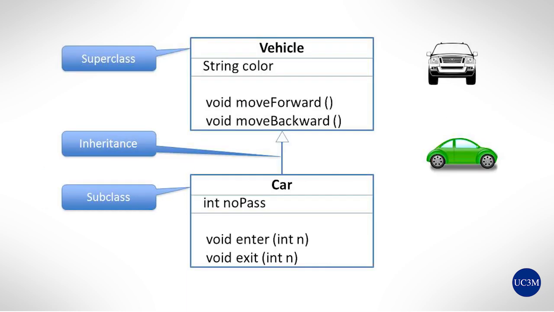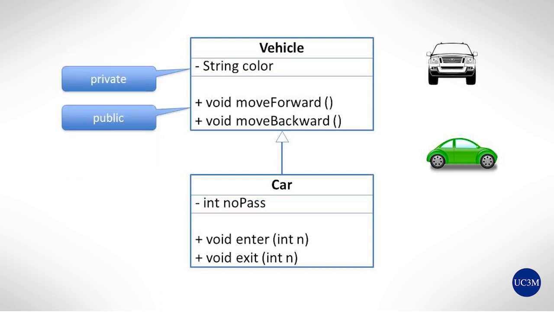Inheritance, or is-a relationship, is expressed by means of an arrow with a hollow triangle, going from the subclass to the superclass, so in the opposite way we have been doing so far. This relationship is called generalization in UML. Now, the visibility can be indicated as well, and we use a plus to indicate public and a minus to indicate private. Here we see that color is a private attribute and move forward a public method.